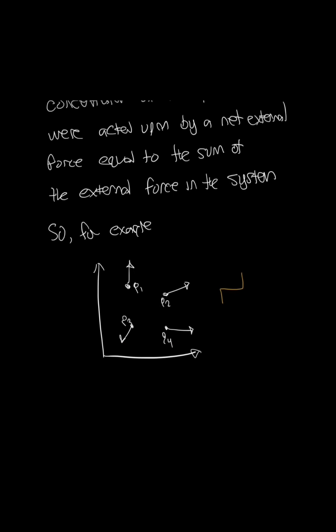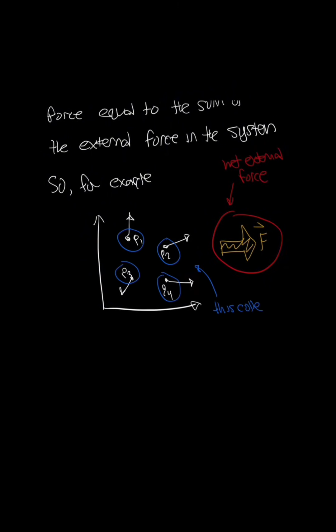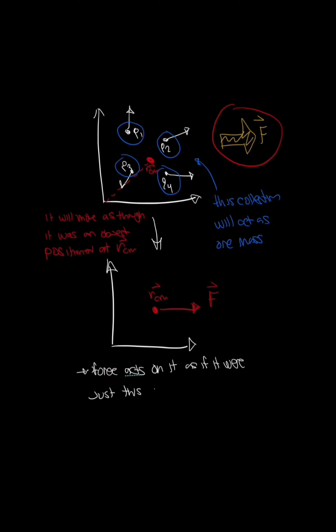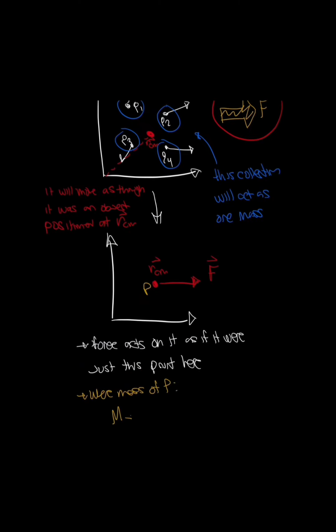For example, if we take our system here, where we have this as the net external force, when we act this force on the system, it will move as though it was an object positioned at the center of mass. So the result is this here. So the force acts on it as if it were just this point here, where this point's mass is equal to the sum of the masses in the system.